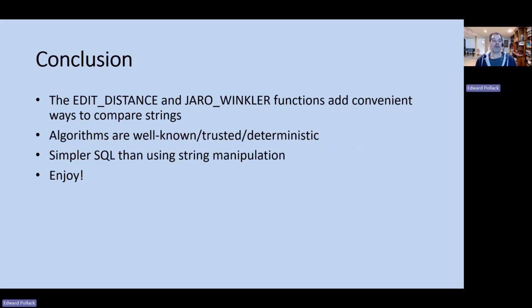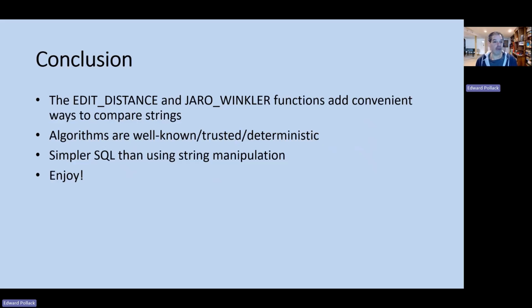So this is new functionality available in SQL Server 2025 and Azure SQL Database. These functions allow you to very quickly, efficiently, with good performance, compare and contrast strings and see how similar they are. How close are they? How far apart are they? Or what percentage similar are they? 0, 100, or something in between.